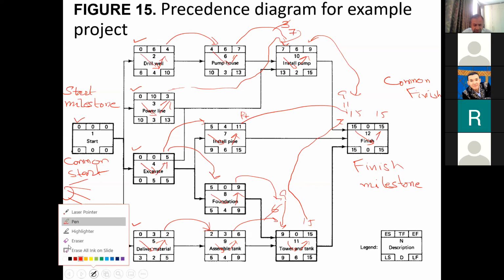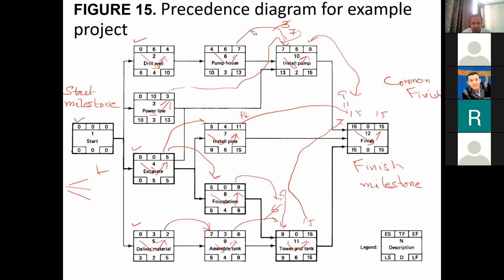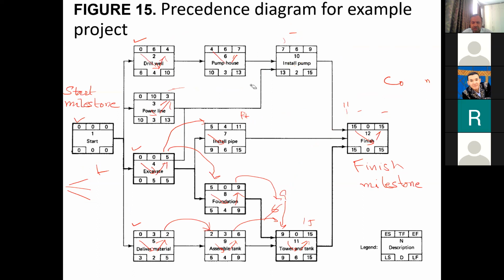So since I have put so much stuff over here, maybe I can remove it so that we can perform the backward pass calculations.